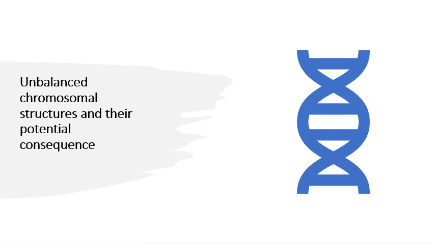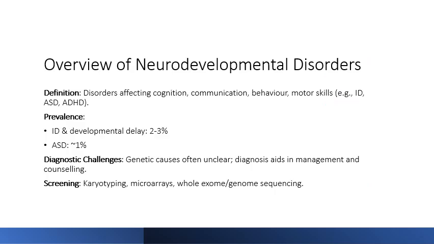In the next few slides, we'll be discussing neurodevelopmental disorders resulting from unbalanced chromosomal structures. So just an overview of neurodevelopmental disorders. The definition is any disorder that's affecting cognition, communication, behavior, and motor skills. The prevalence is 2 to 3% for intellectual disability and developmental delay, and 1% for autism spectrum disorder.